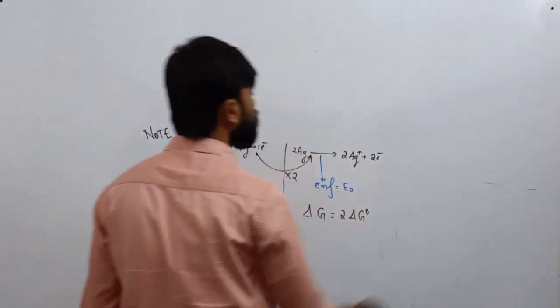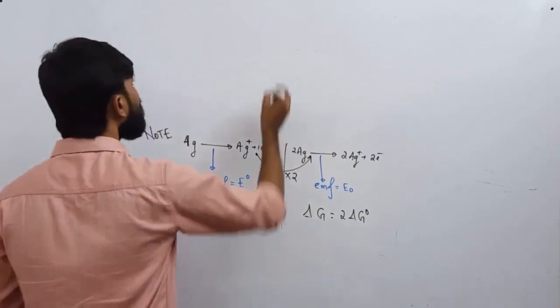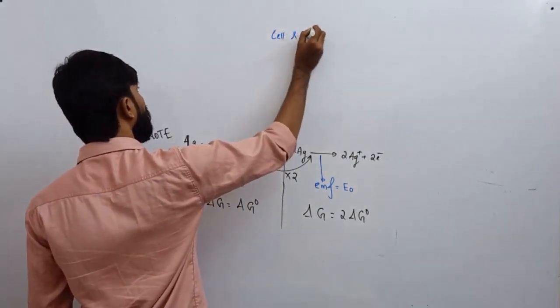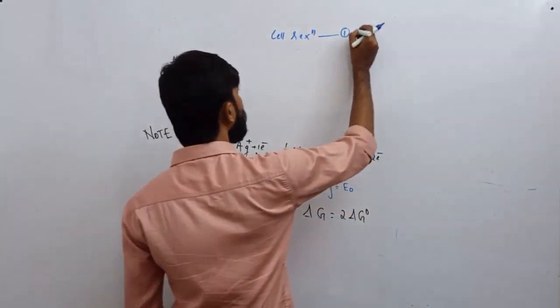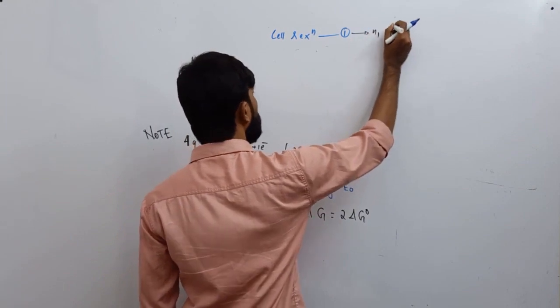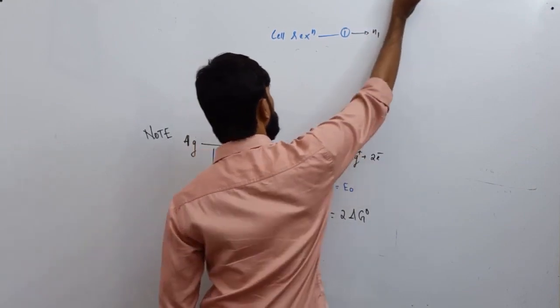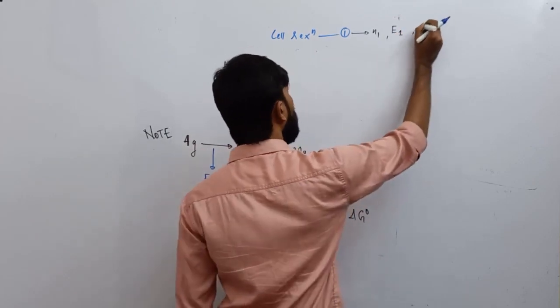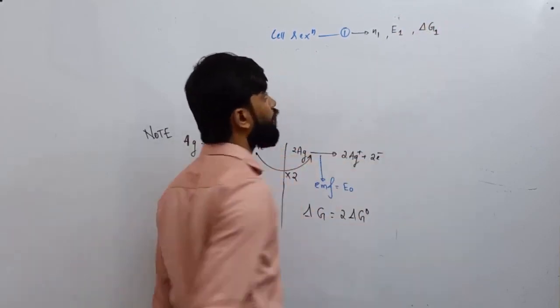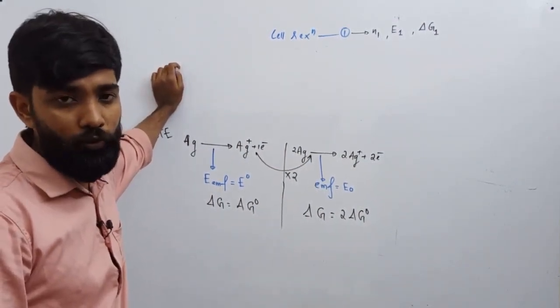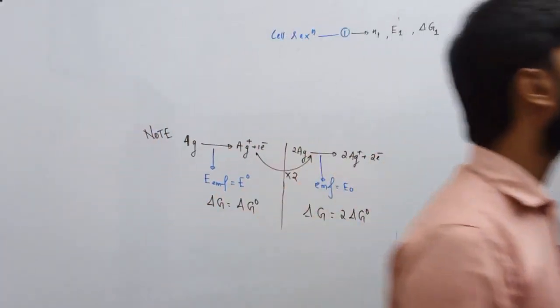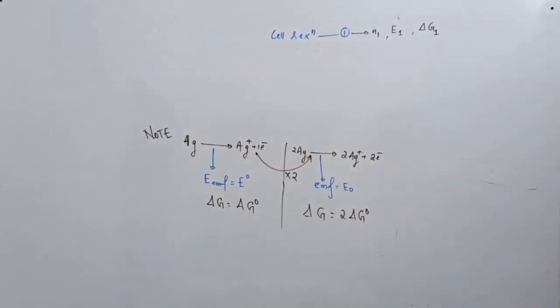And the most important property from this question: if I have a cell reaction, let it be cell reaction number 1, where the number of electrons involved in this cell reaction is N1, the potential of this cell reaction is E1, and the free energy change of this cell reaction is delta G1. Okay? Are you okay?